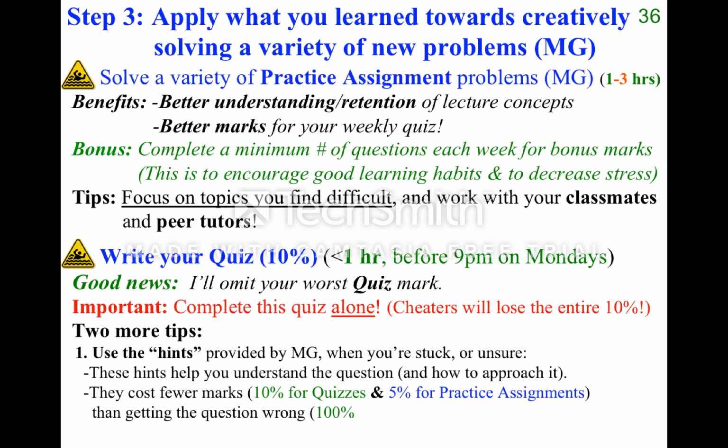For practice assignments, I make the hints cost even less. It's only 5% of that particular question is lost when you use a hint. Because for practice assignments, I do give you multiple chances to get the right answer, but each time you get the answer wrong, you're still going to lose at least 20, if not 50% of the mark based on how many possible answers there are. So generally speaking, hints are very much worth your while. They are very cheap relative to what you lose getting the answer wrong.